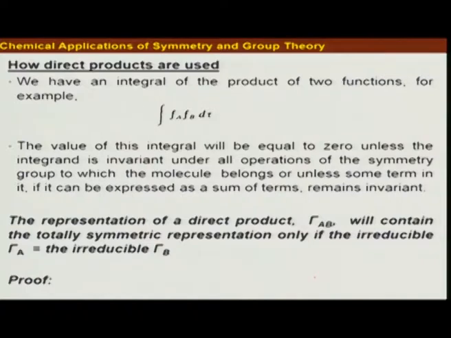In a nutshell, in terms of group theory and symmetry, what we can say is the following: the representation of a direct product, if we denote it as gamma AB, will contain the totally symmetric representation only if the irreducible representation gamma A equals the irreducible representation gamma B. We can prove that quite easily. How can we prove that? So let's do this.